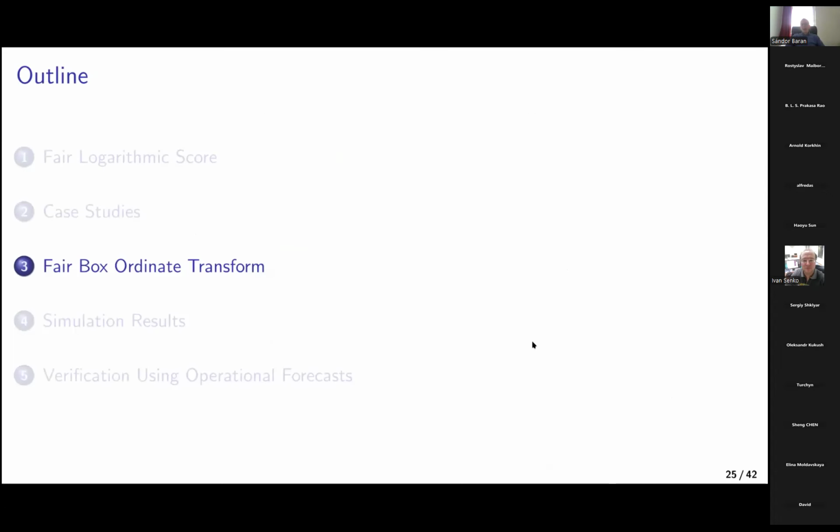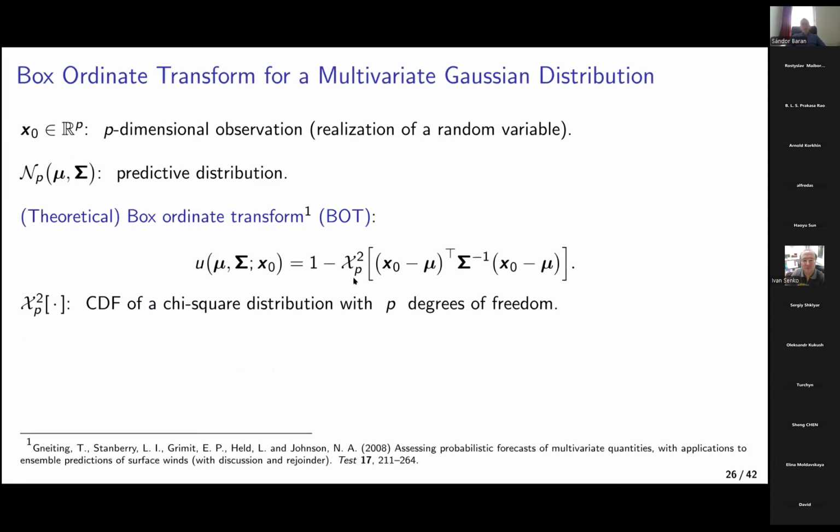And the other topic I'm going to talk about is the fair version of the so-called box ordinate transform, namely, again, for multivariate Gaussian forecast. So you have a p-dimensional observation and you have a predictive distribution. And this is the so-called box ordinate transform.